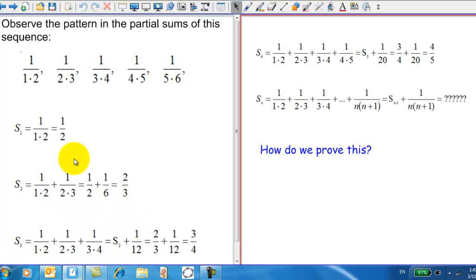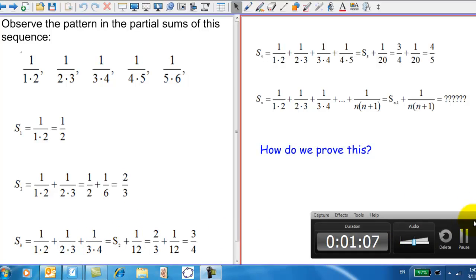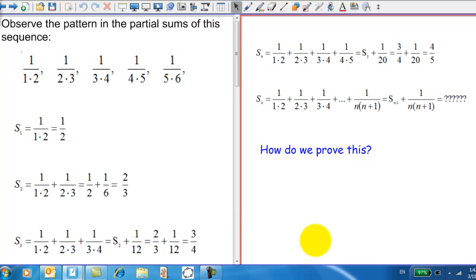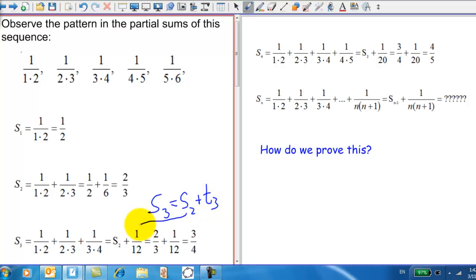Sum of the first three: actually, we can take the sum of the first two, which is 2/3, and add on the third term. And so this is a very key concept here. It's very important to understand the difference between S sub 3 and S sub 2; that's the sum of the first two terms, plus the third term. That's the trick I did here, so I wouldn't have to redo all the work of adding up T1, T2, and T3.